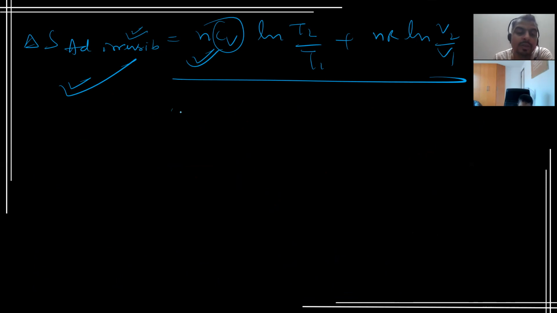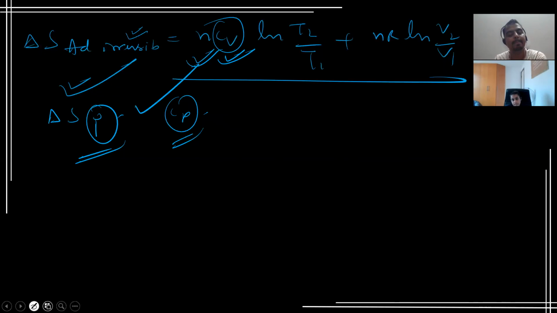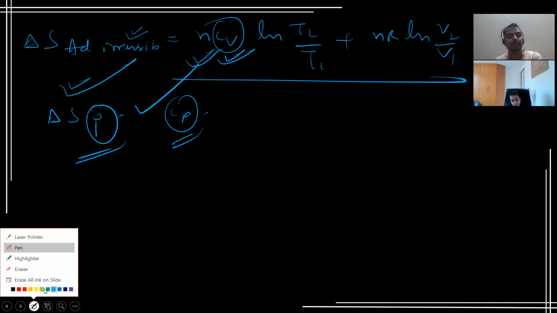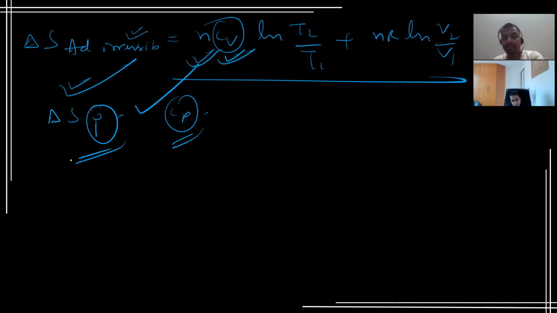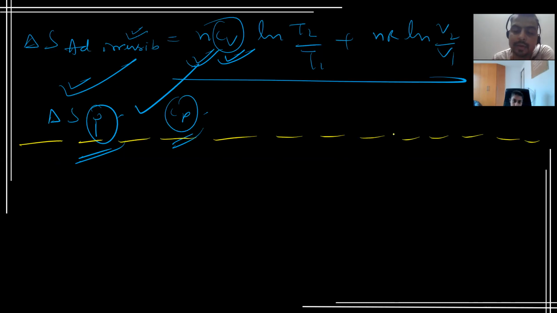Never confuse it with CP. CP will be used only when the process is isobaric, constant pressure. So this is the entropy. We will take the numericals on entropy very soon.